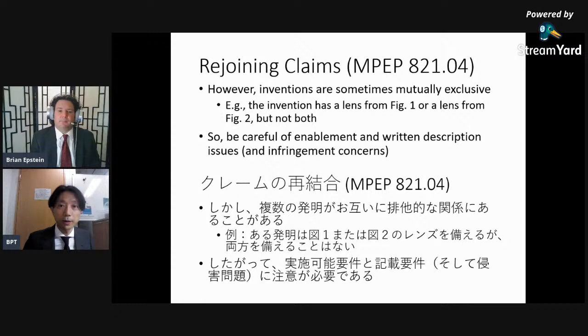So, adding dependent claims for the purposes of rejoinder can be beneficial. However, it should be considered on a case-by-case basis. Yeah, that's exactly right.